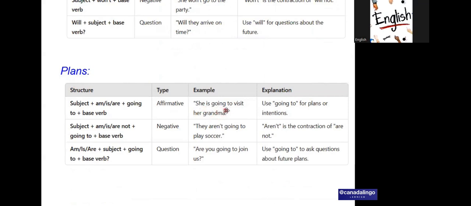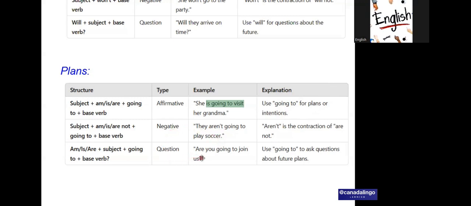For example, she is going to visit her grandma. When you say is going to visit, it means she has plans. She already has planned about visiting her grandma. Going to for plans or intentions. You really want to do something. You can make it negative. For example, they aren't going to. Because of they, we should use are, and the negative form is aren't going to play soccer.